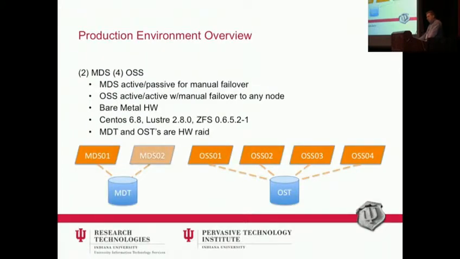Just a quick overview of our production environment. It's a relatively small file system with 2 MDS, 4 OSS. It gives the feeds and speeds thereof, the operating system. We are using Lustre 2.8 and ZFS 0.6.5.2. And it's worth noting that everything is hardware RAID, even though we're using ZFS to manage that. So one of our goals is that when we migrate to fully JBOD, fully ZFS-protected back-end storage, we can use this method to get there.